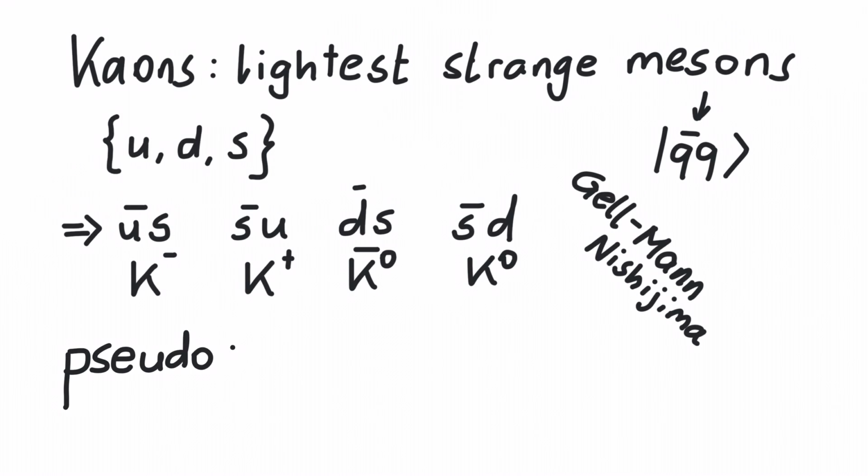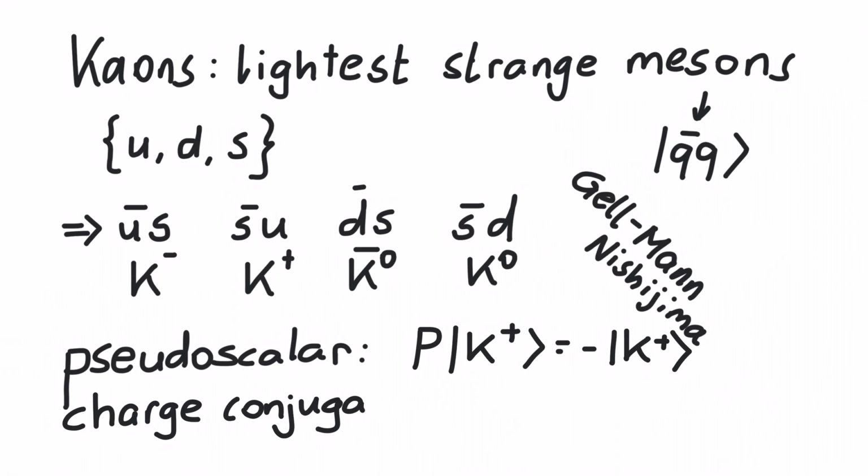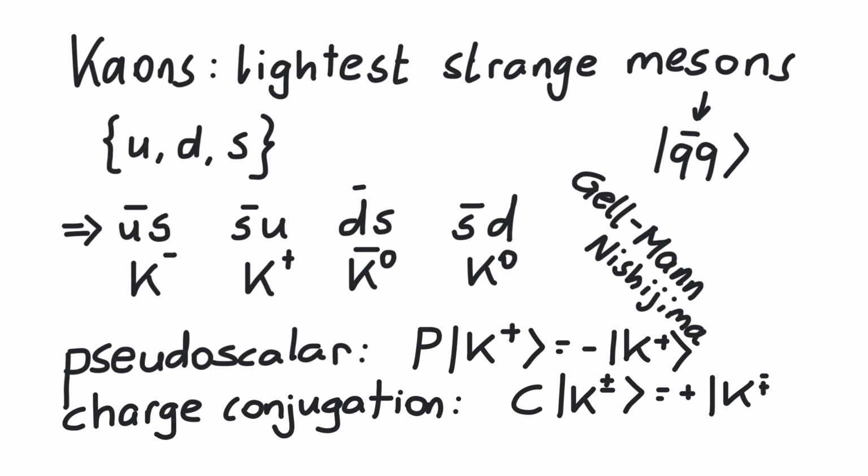Kaons are pseudoscalar particles, that is, they pick up a negative sign when we apply the parity operator. As for charge conjugation, particles change into their antiparticles, so K plus goes to K minus, K0 goes to K bar 0, and vice versa. The sign here can be chosen arbitrarily and has no impact on the following physics. It is important to notice that the kaons so far, as described by their quark structure, are no CP eigenstates.